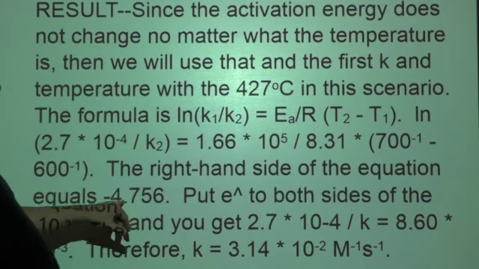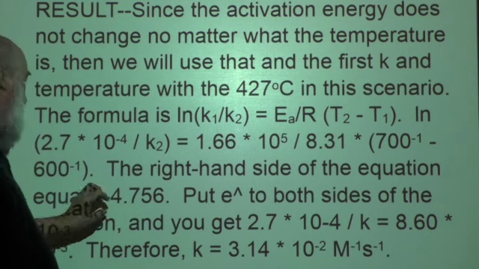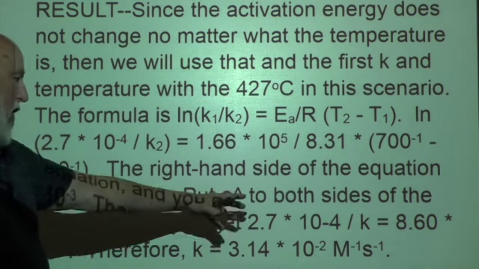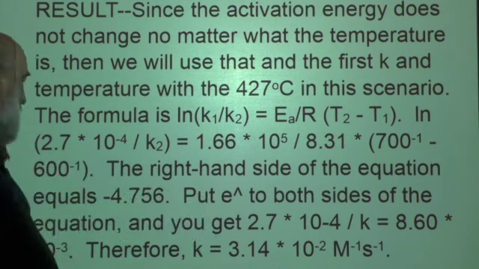Now, this actually has a natural log that got chopped off or removed from the previous line. So there's a natural log in front of this. You need to get rid of the natural log. That means we're going to have e raised to this and e raised to this. So that's why I have e to both sides of the equation. And you get 2.7 times 10 to the negative 4 over K, and that should be K2. I'll get that fixed for your script. Equals, and then this value right here is 8.60 times 10 to the negative third.